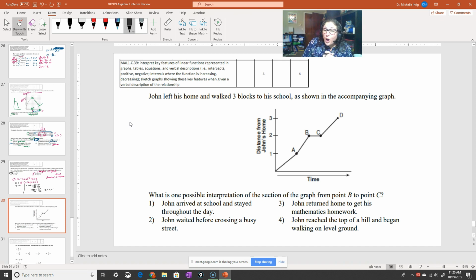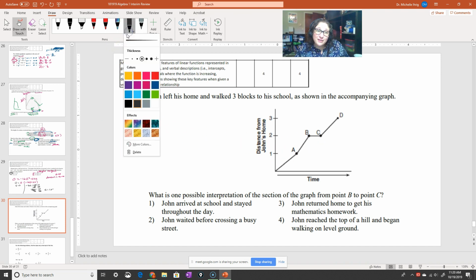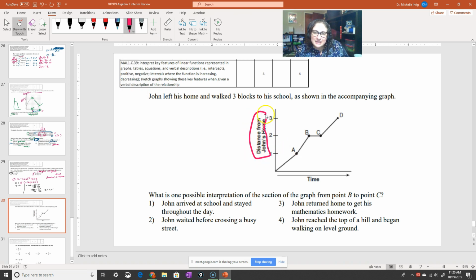John left his home and walked 3 blocks to his school as shown in the graph below. What is one possible interpretation of the section that happened between B and C? So let's take a look. The main thing to pay attention to here on the graph is the labels. So here this says distance. So picture here is John's house. Hello, John's house. And here is John's school, which I'll denote by the American flag flying outside the school.